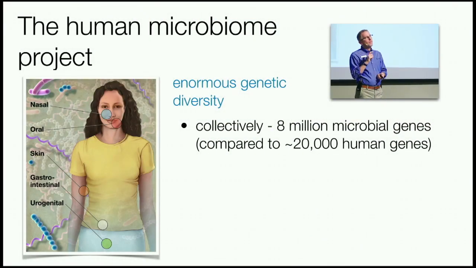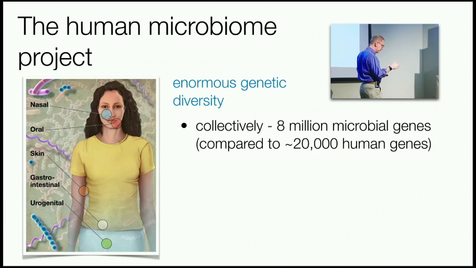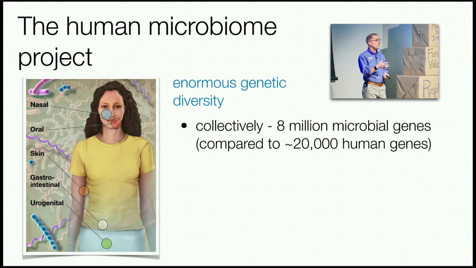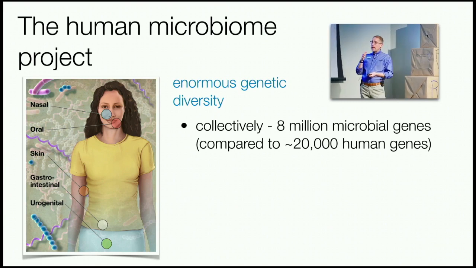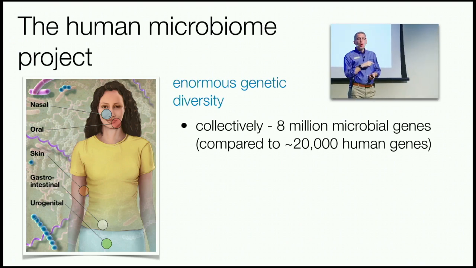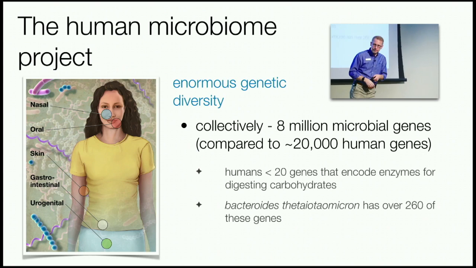The other thing that's really valuable to understand is that all this bacteria, these 1,000 different species of bacteria that live on your body, each have their own set of DNA and their own set of genes. So there's about 8 million different kinds of microbial genes in your microbiome, compared to the 20,000 that are present in your cells. So here's an example of that.